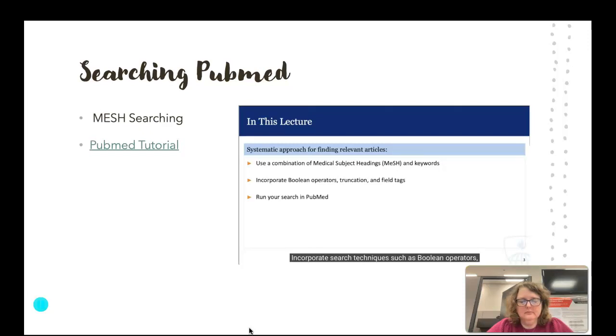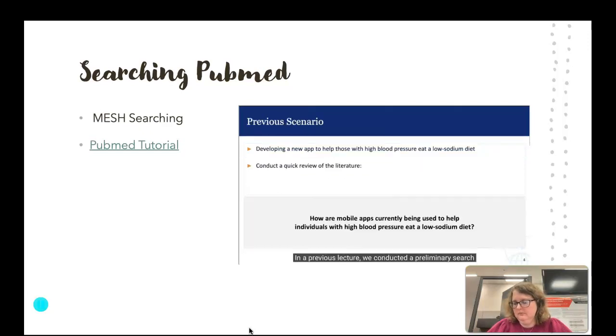Incorporate search techniques such as Boolean operators, truncation, and field tags, and run your search in PubMed one concept at a time. This approach is best suited for developing a comprehensive search such as the one you might use for a literature review. Let's get started. In a previous lecture, we conducted a preliminary search for the following research question. How are mobile apps currently being used to help individuals with high blood pressure eat a low-sodium diet?